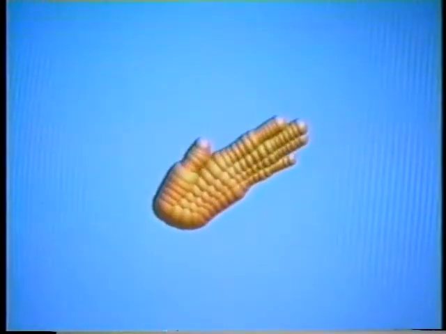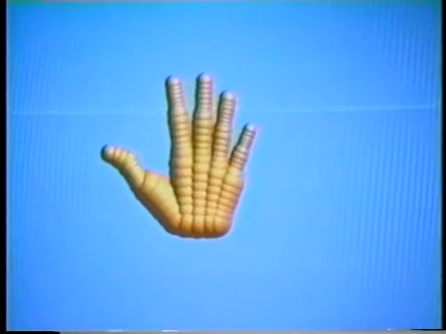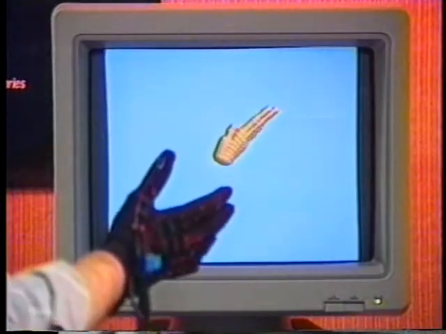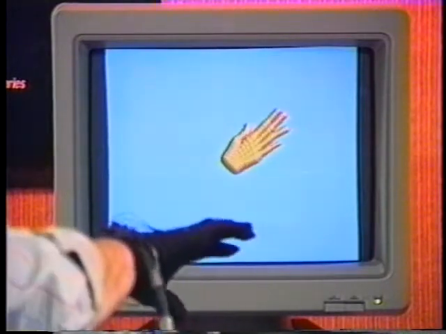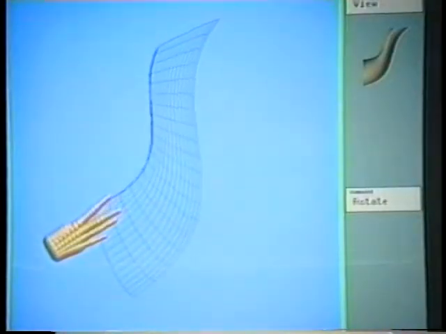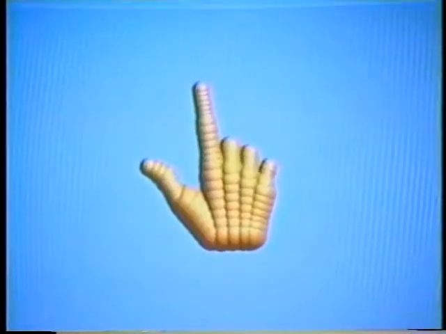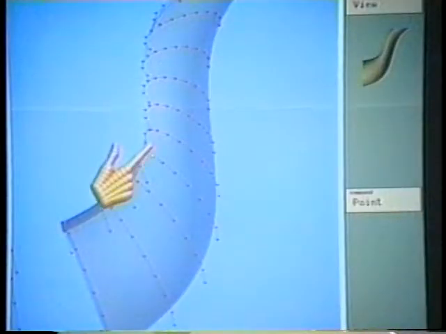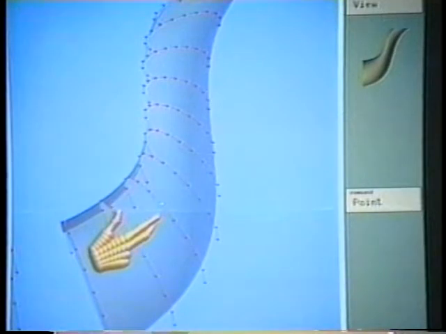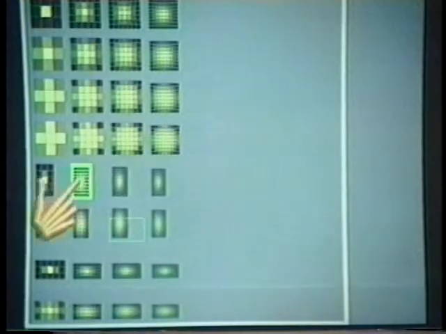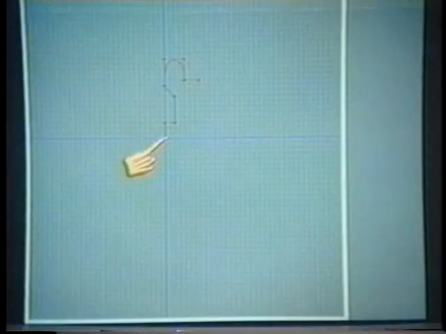The DataGlove is used to control a computer model of the hand, shown here as a collection of spheres. The interface makes use of the orientation of the user's hand. The position of the index fingertip is used for pointing and dragging. Pointing is used to select control points. Pointing is used for menus. And dragging is used for defining curves.